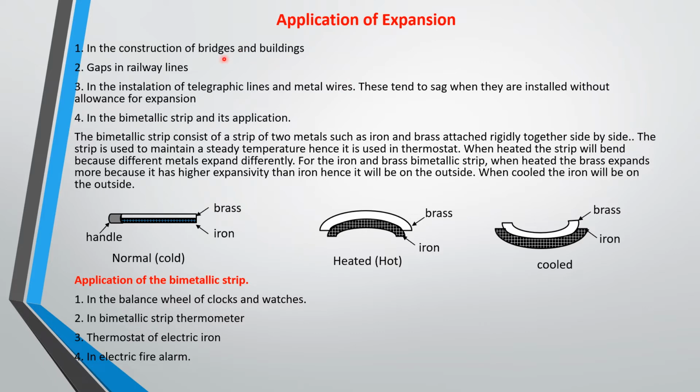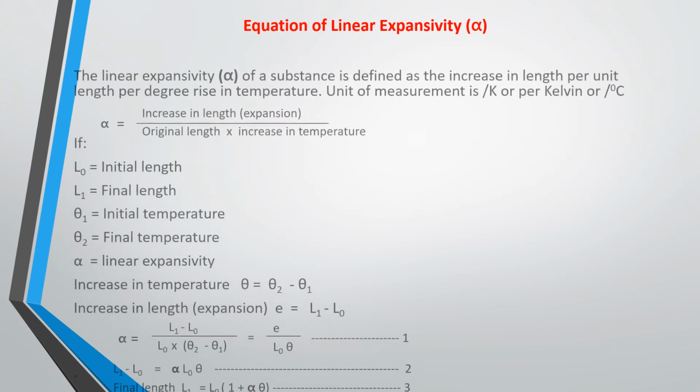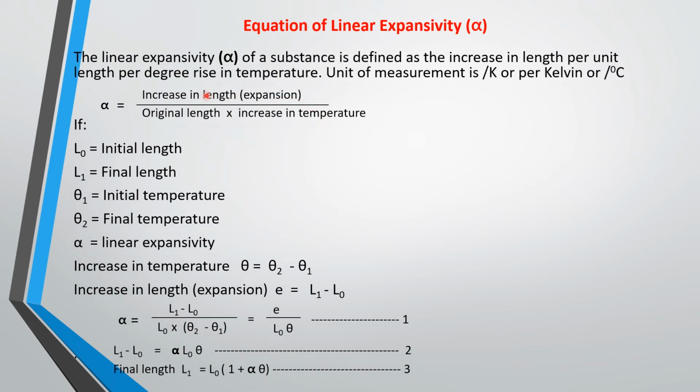Okay, so if you understand this, we are going to look at equations of linear expansivity. Now, linear expansivity of a substance is defined as the increase in length per unit length per degree rise in temperature. The unit of linear expansivity is per Kelvin or per degree centigrade.